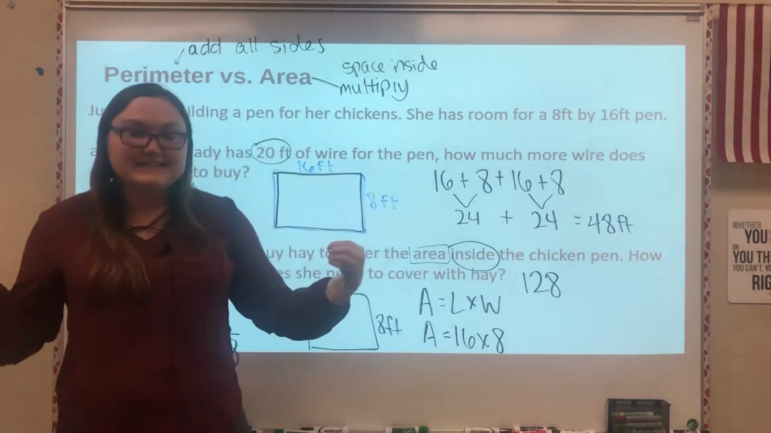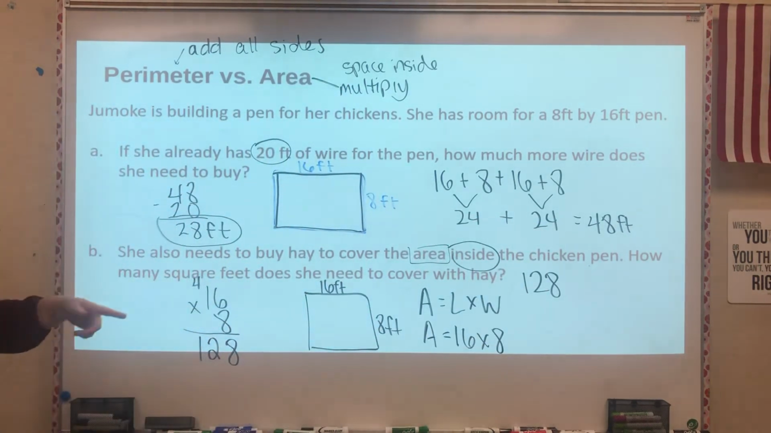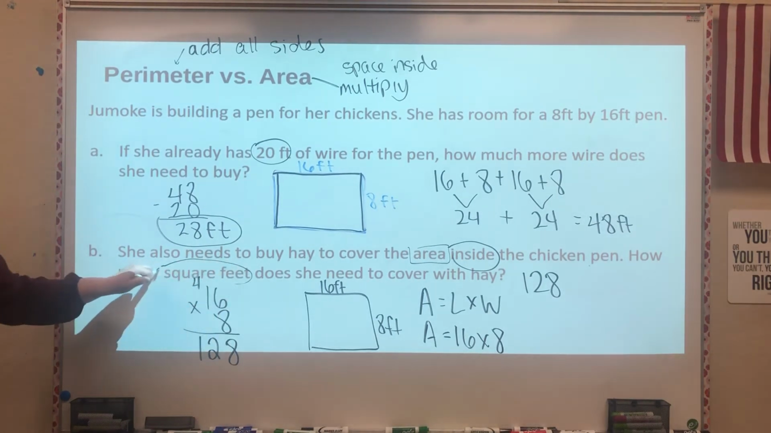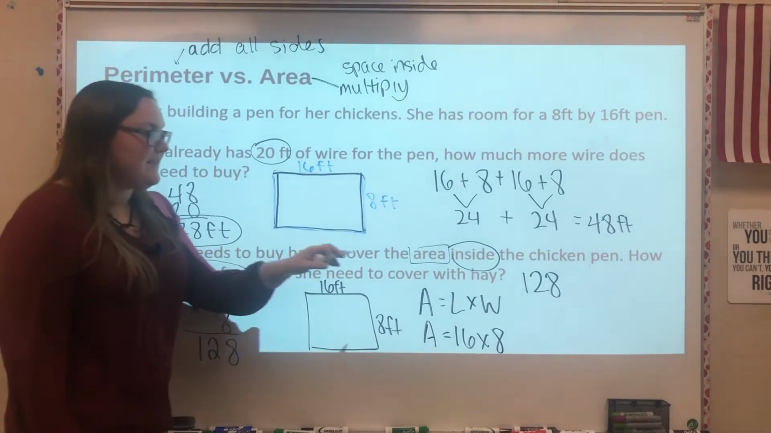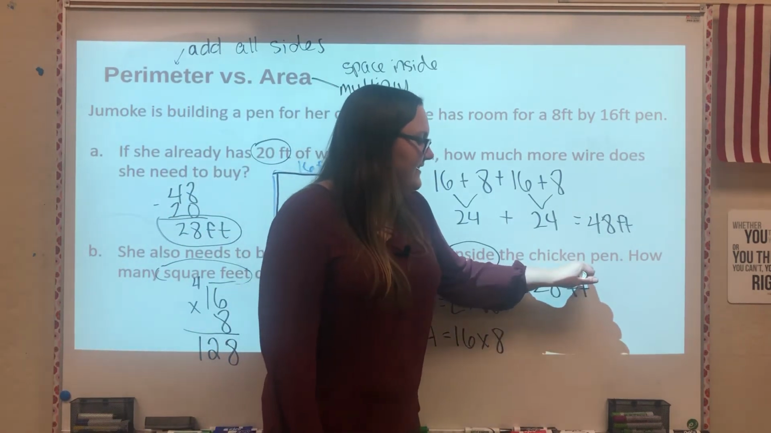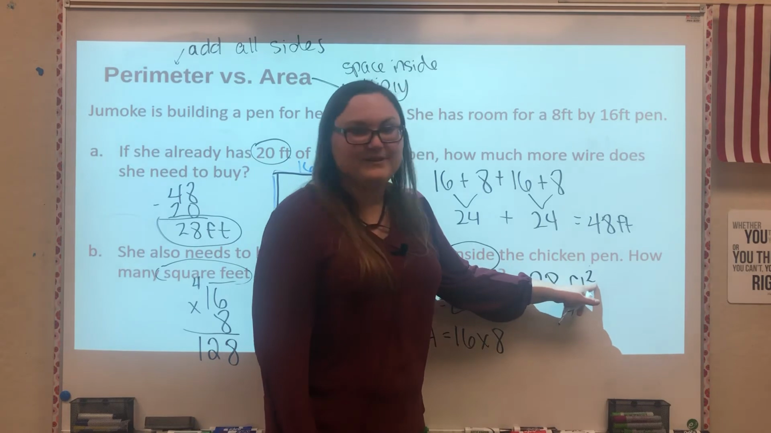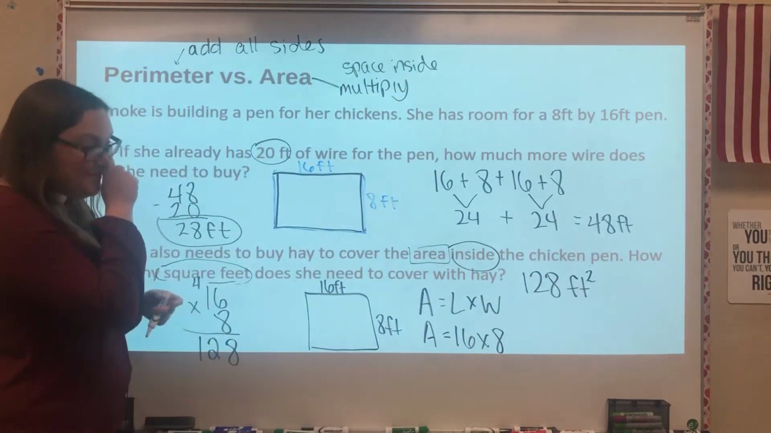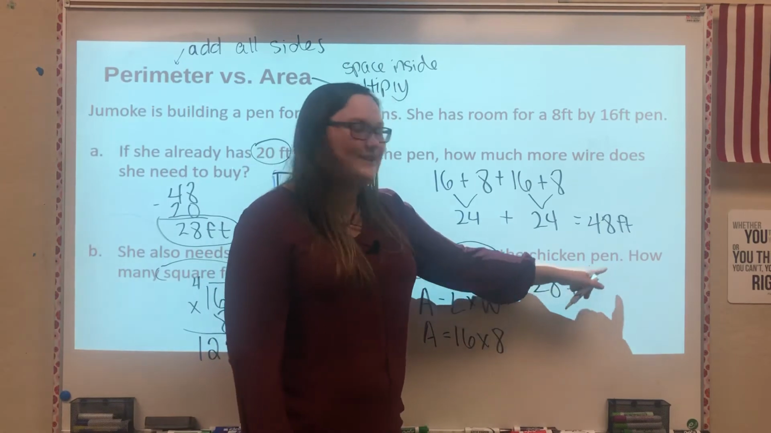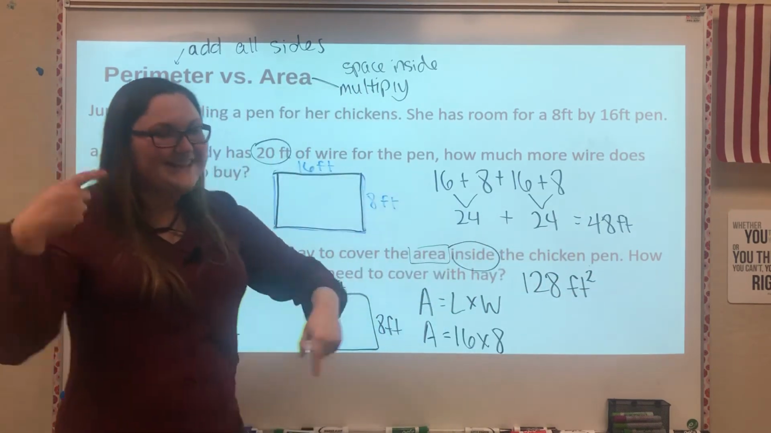Now when it comes to the measurement, up here we said 48 feet. Feet is a distance. Down here we're not measuring with feet. They actually say it in the problem. We are measuring with square feet. So I would say 128. You write square feet as feet, and then that little 2 there, which we learned is an exponent that we read as squared. So it says 128 feet squared, or you can also say square feet.